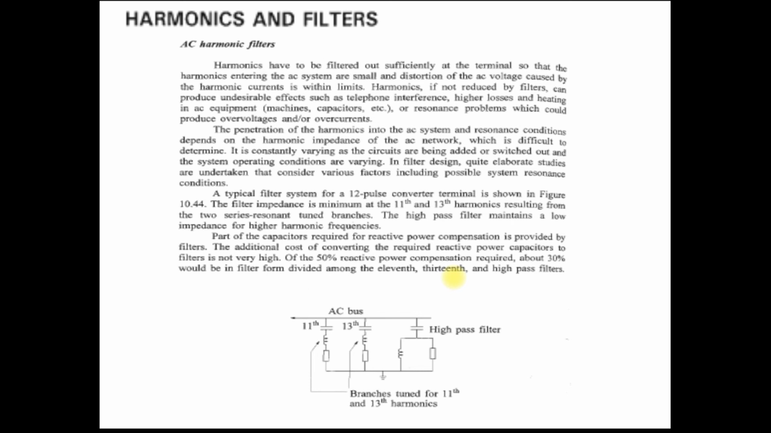Then the DC filter, or DC harmonics: how to remove them. That is done by using DC reactors, how to design the reactors, and what value of reactor is required when you design the DC reactor to remove the DC harmonics. That you have to read from chapter number 10. That topic is also self-study. I give you the page number 527, chapter number 10, from Prabha Kundur.